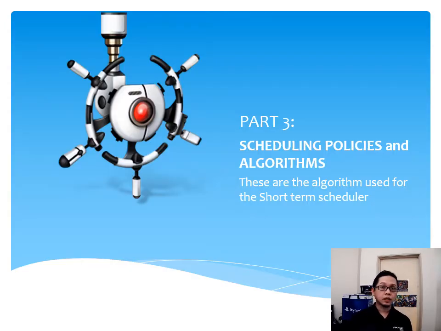So for part 3, we are going to look at some of the methods being used for the short-term scheduler. Remember, the role of the short-term scheduler is to decide which process gets executed and after a while can be blocked again by giving way to other processes that need to be executed. So this is the role of the short-term scheduler, and for this part, we are going to look at some of the algorithms being used for the short-term scheduler.